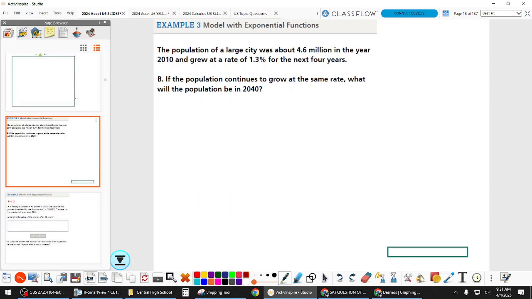Oh, real quick. Here's a common way of having a question asked. What will the population be in 2040? So do you put 2040 in for t? No. What would you put? 30. Yeah, so you said 30 years. That's a reading thing, but yeah, you guys are good.